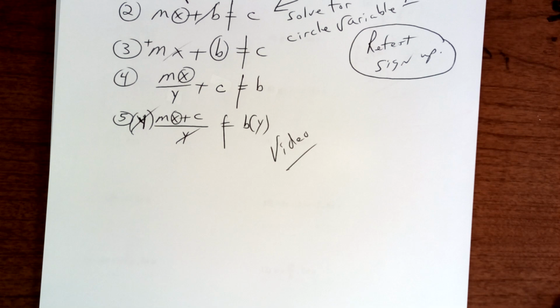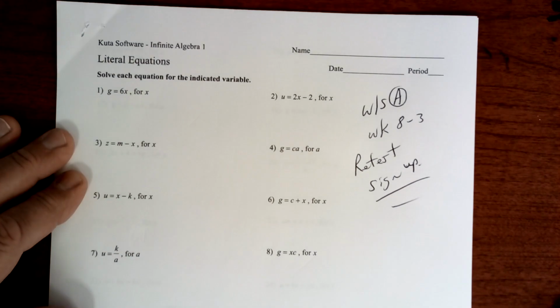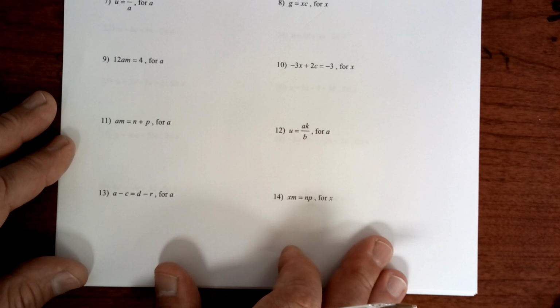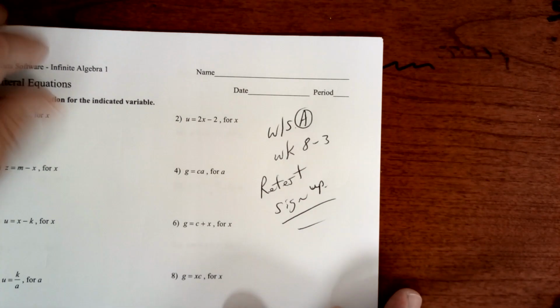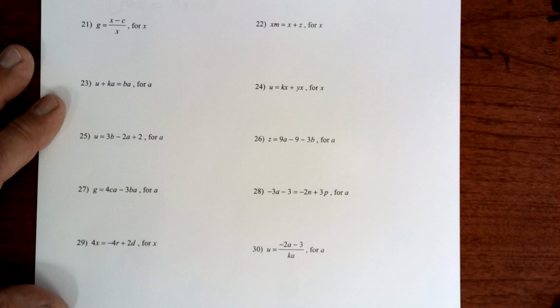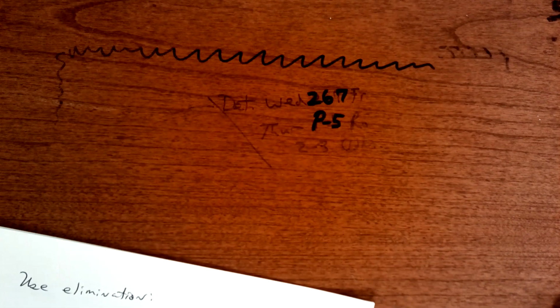We're going to watch a video on literal equations, and then you're going to have a worksheet. And your worksheet looks like this. And again, if you can't find it in that folder and you're out, you can always copy it down. Make sure you label it as worksheet A. Again, retest sign up is going to be on the wall. If you fail to sign up by Thursday, it will be too late. I'll give you till Thursday.